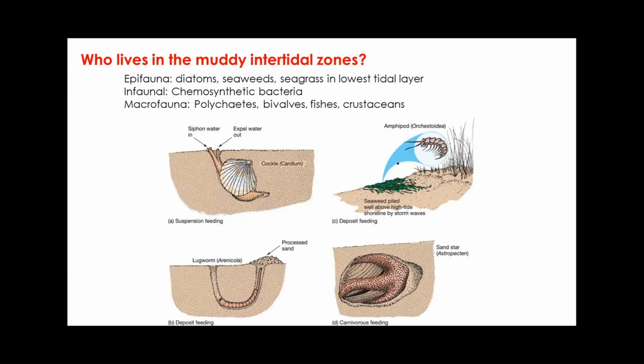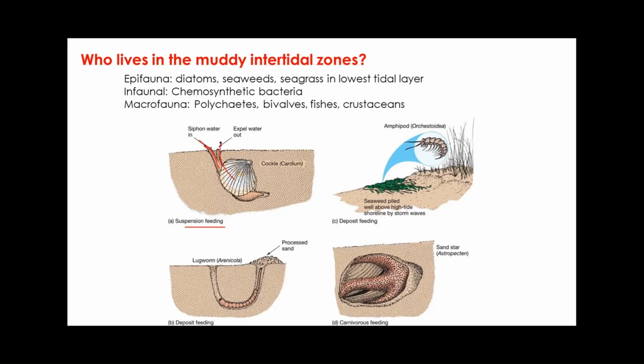seaweeds, and seagrasses. There is fauna, as I said, that below a few centimeters into the mud, we have a lot of bacteria, I mean, chemosynthetic bacteria. Also, a lot of macrofauna are there, for example polychaetes and bivalves. A lot of fishes are also there, like mud skippers and all. And then we have crustaceans, right? There are strategies for these organisms to feed. For example, you can see there is suspension feeding. It means that this particular organism has a siphon in the water, where the water is coming in and then it's expelling out.